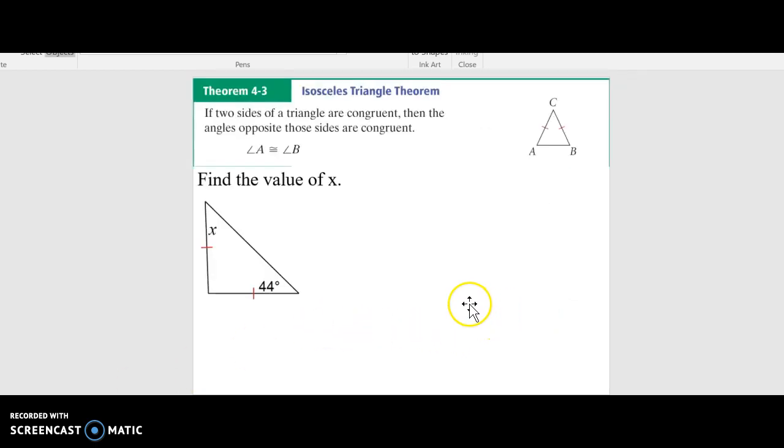So now, in the isosceles triangle theorem, if you know two sides of a triangle are congruent, we can automatically say those two angles are congruent. So what we say is if sides congruent, then base angles congruent. So in this case, if these sides are congruent, these angles are congruent, so x is 44.